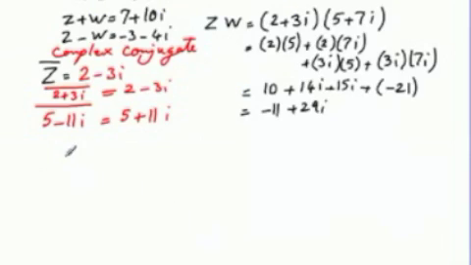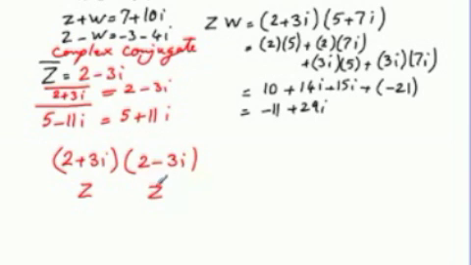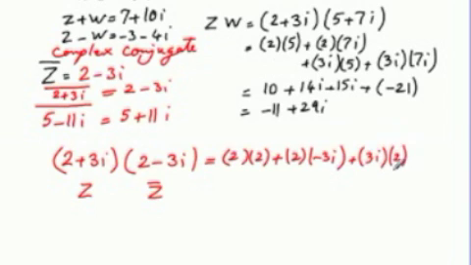So let's take a complex number 2 plus 3i. This is your z. Let's multiply it by its conjugate, 2 minus 3i. This is z bar. Okay? Let's do it again. 2 times 2. 2 times minus 3i. 3i times 2. Then 3i times minus 3i.